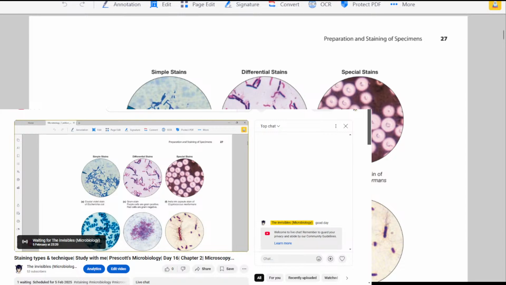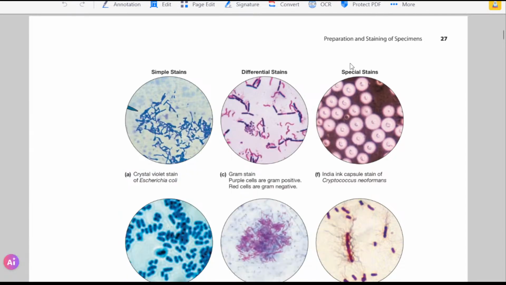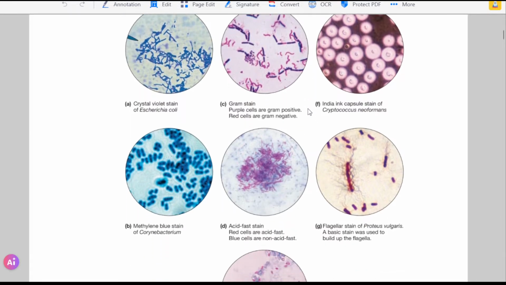And today we are studying once again the microbiology book. Today's topic is preparation and staining of specimens. We are going to study the different staining techniques like differential staining, special stain, and simple staining, specifically gram staining, okay?